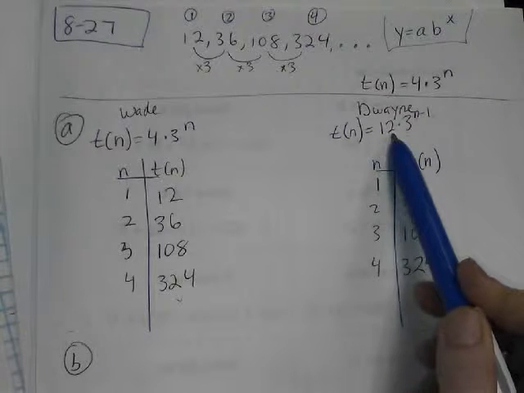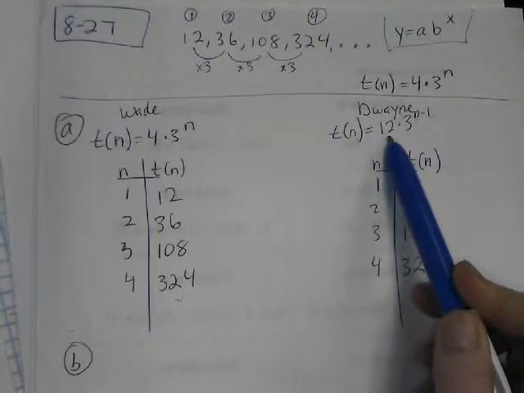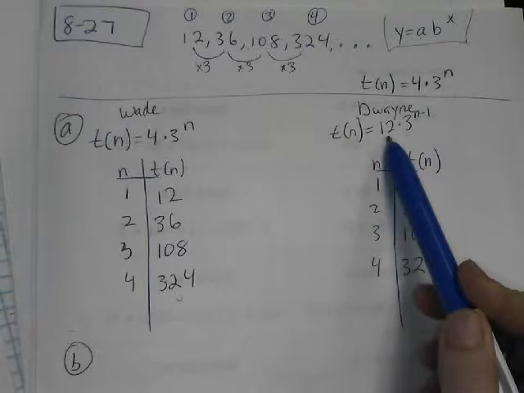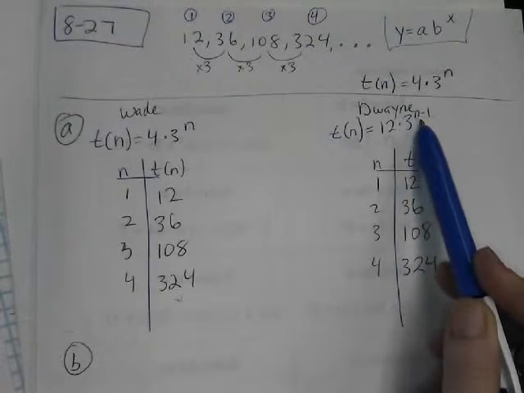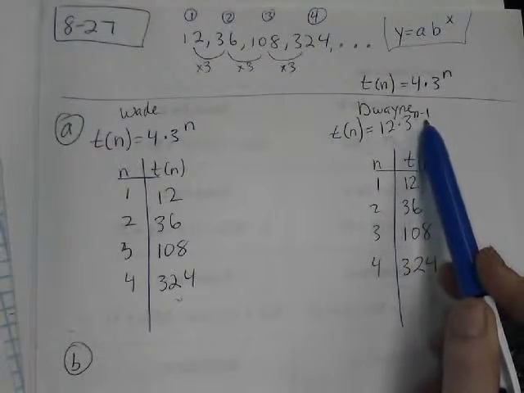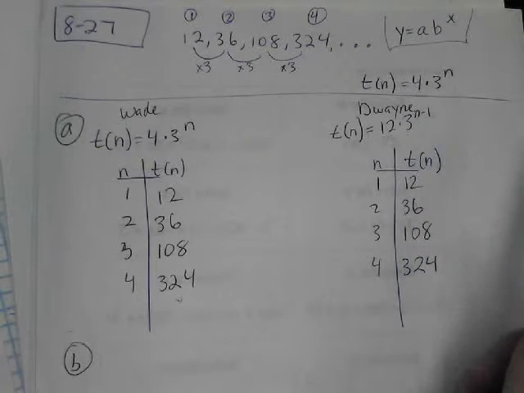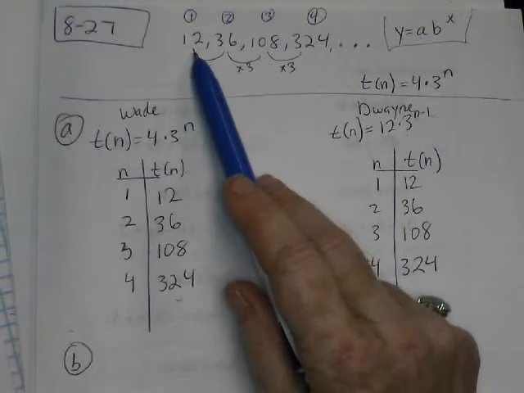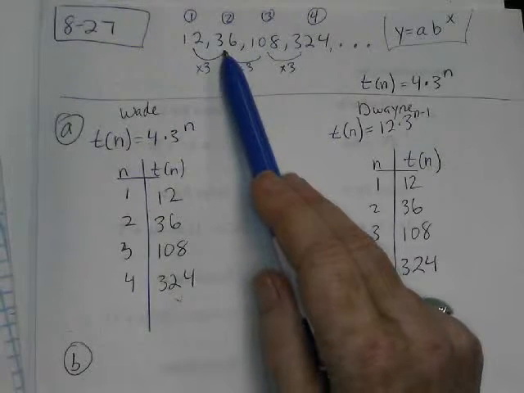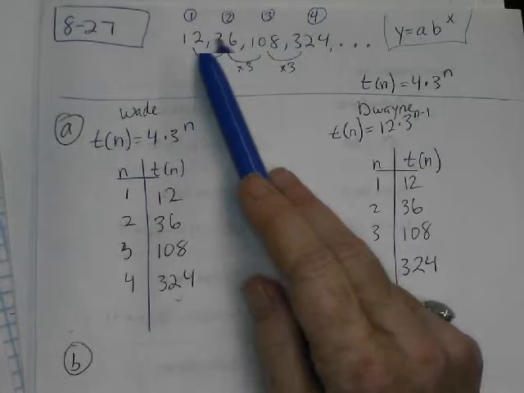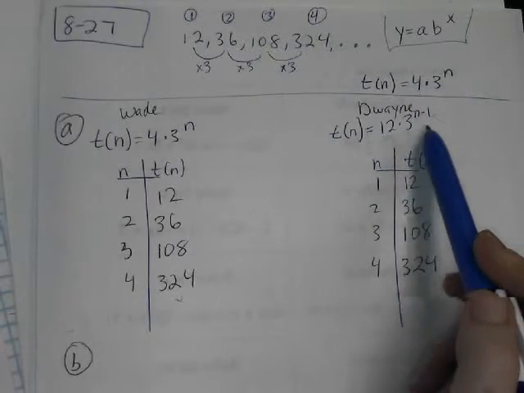It's like before anything ever got multiplied by 3, that 12 was there. So that's why he has to do n minus 1 right there, because he doesn't want the very first one multiplied by 3 yet. It doesn't start multiplying by 3 till right here. So I think that's where he would say the n minus 1 came from.